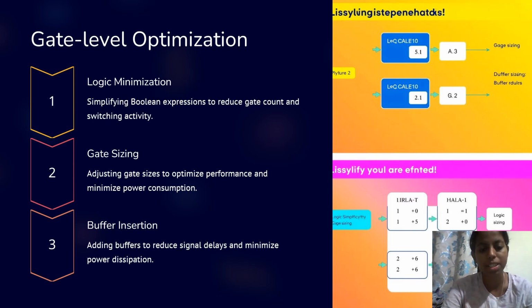Next is buffer insertion: adding buffers to reduce signal delays and minimize power dissipation. If we use buffers like NOT gates, there will be reduced signal delays. The delays will be eliminated or minimized, and power dissipation is minimized.